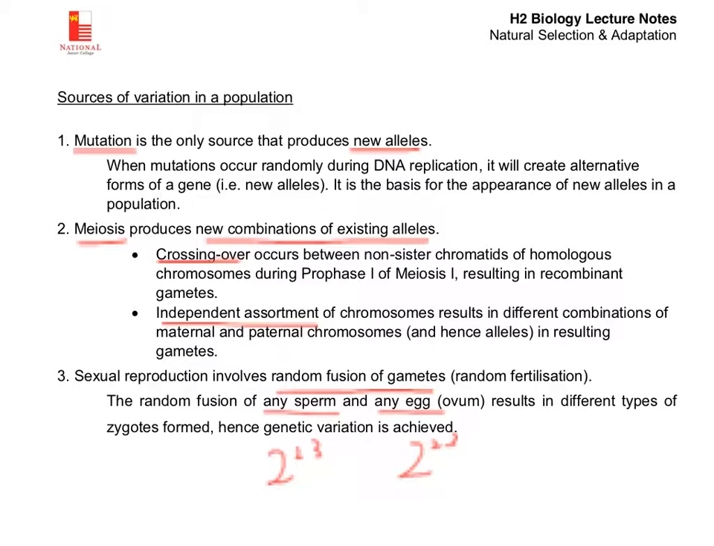Then meiosis. For meiosis, this is not new alleles, but new combinations of already existing alleles. When you have crossing over during prophase of meiosis 1, you will have exchange and new combinations of alleles, and then independent assortment of the chromosomes into your corresponding gametes. So these are the processes that give rise to new combinations of alleles.